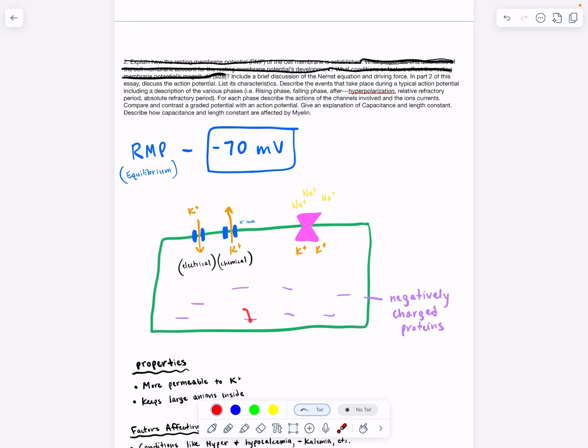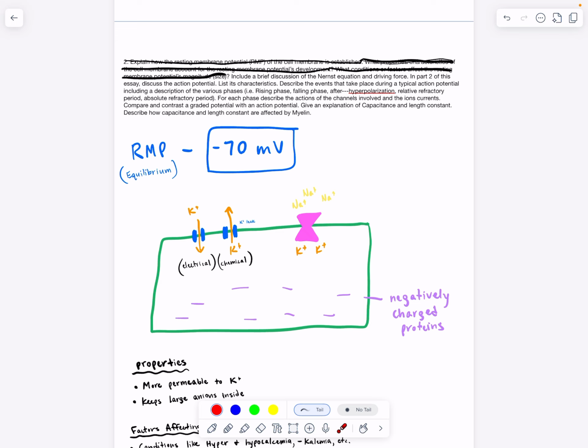So less potassium is going to leave the cell, which makes this more positive. And this will lead to a more positive thing, which eventually leads to an action potential. And we'll get to action potentials in a second.